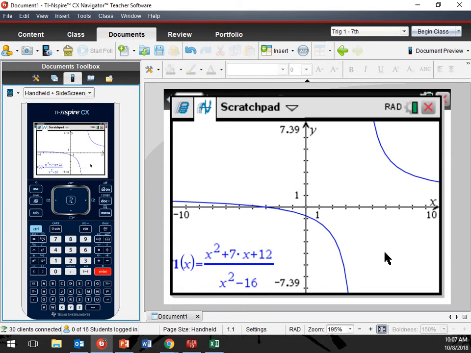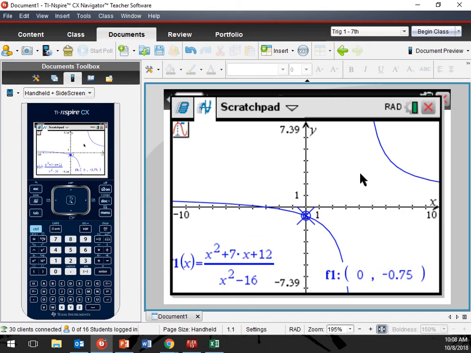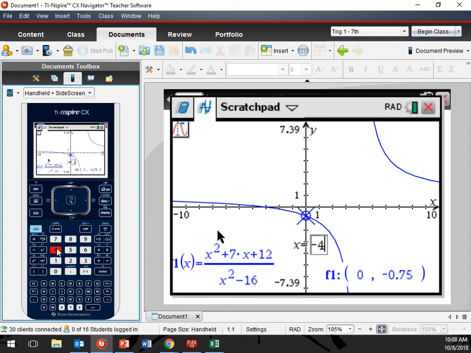These calculators are very smart, so I'm going to check a couple things. We said that there should be a hole where? At -4. So watch this. Menu, trace, just trace the graph. Okay, so I have trace on. Once you turn trace on, all you have to do is enter the number. I want to know -4. It automatically comes up with x equals -4. Hit enter, and it says undefined. So there's my hole. That's the hole.